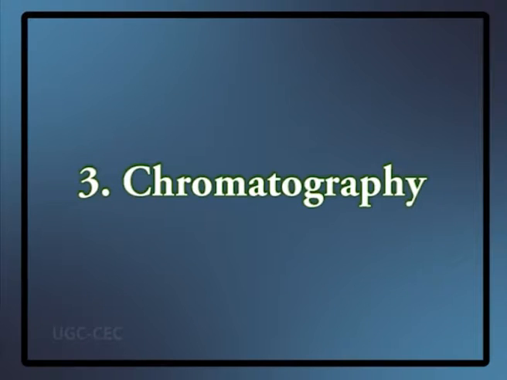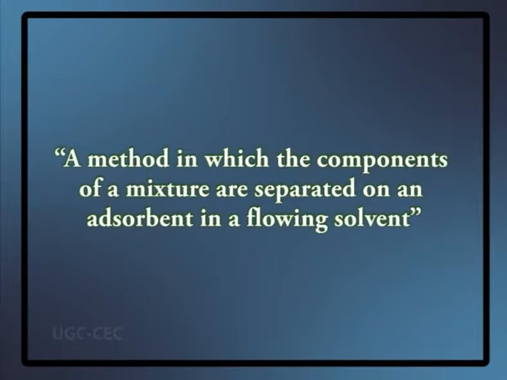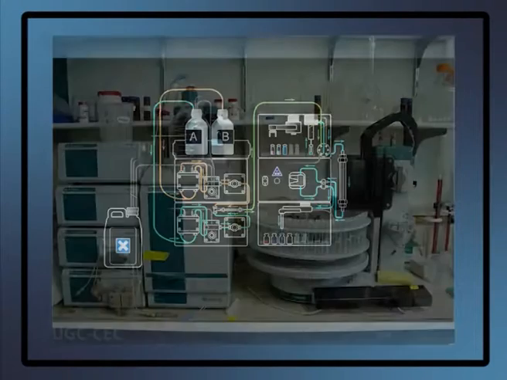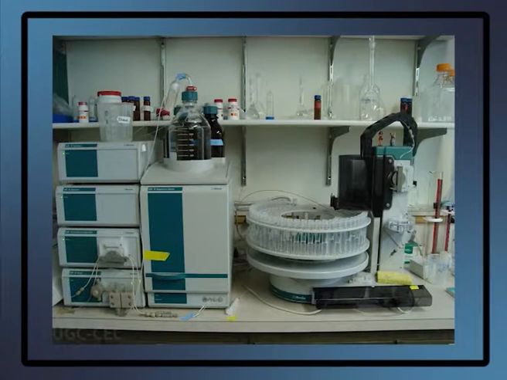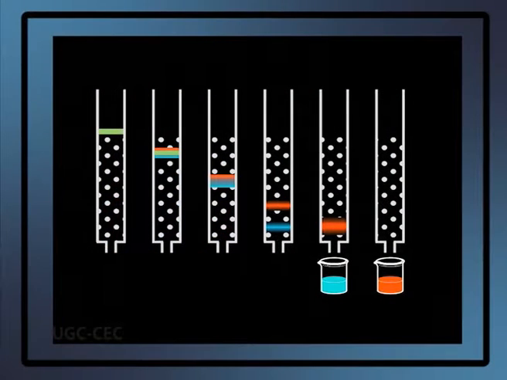3. Chromatography. Chromatography is the most important technique for separation. It is defined as a method in which the components of a mixture are separated on an adsorbent in a flowing solvent. Chromatography is a collective term referring to a group of separation processes, and all different types of chromatography are based on the concept that the sample to be examined is allowed to interact with two physically distinct entities, a mobile phase and a stationary phase.